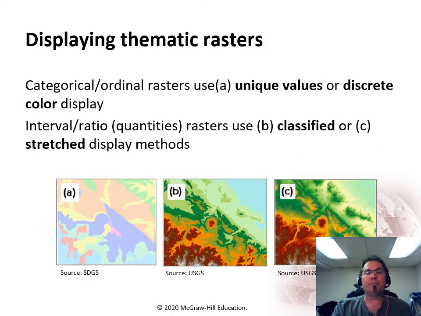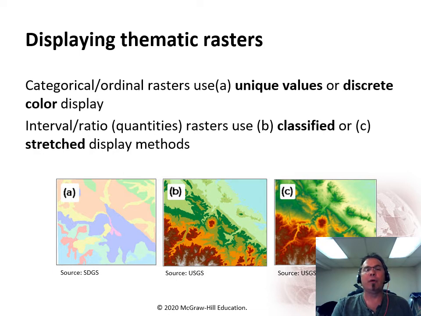So when you display these types, just like you do with vector data, you have to understand what kind of data you're dealing with. Categorical or ordinal rasters have a tendency to use unique values or discrete colors, similar to what we saw in the vector world. Okay, so A and B would use discrete colors, whereas an interval can use either classified or stretched methods. Excuse me, A is the only one that's discrete. I apologize. A is discrete.